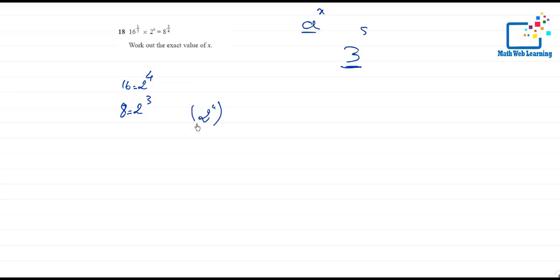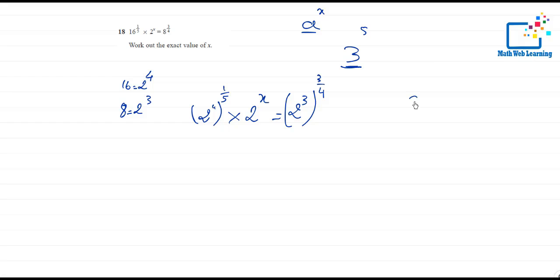I'm going to introduce a bracket because I have a fractional index or power outside. So that's how you do it. Now times 2 to the power of x. It was already base 2, and the other side 8 becomes 2 to the power of 3 and a power of 3/4. All right, so what do I do next?